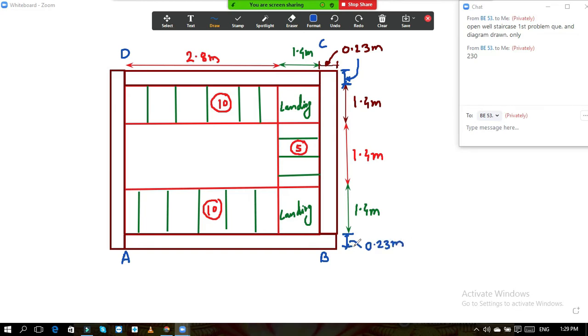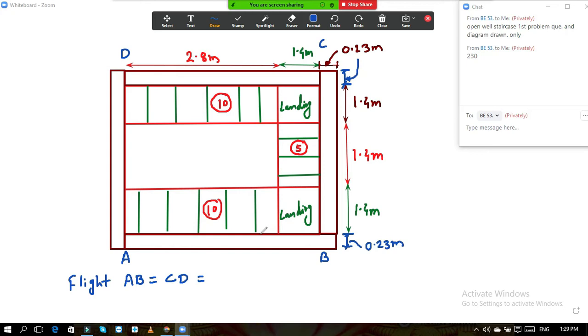Now based on this diagram, we will find out the effective length AB, then BC. Whatever is the effective length of AB, the same is the effective length for CD. So I will write here flight AB, which must be equal to CD, and we want to find out the effective length.